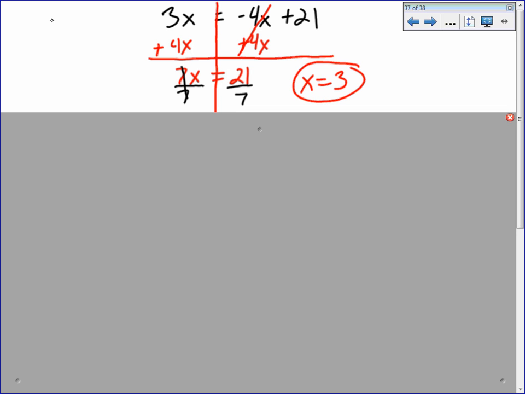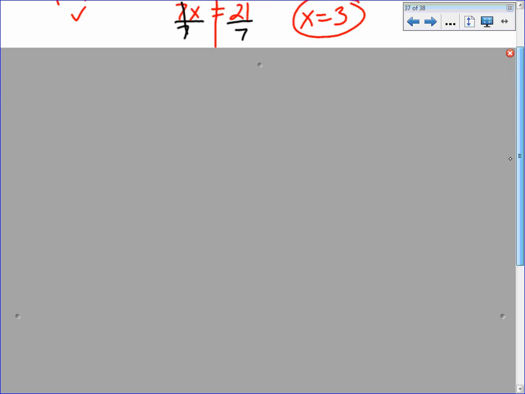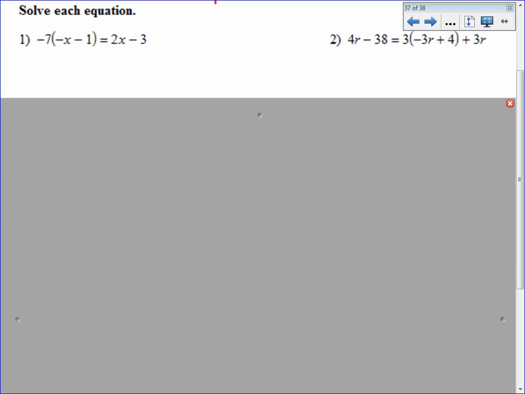Okay? We can double check these answers. 3 times 3 would give us 9, and negative 4 times 3 would give us negative 12 plus 21. Negative 12 plus 21 is 9, so it does check out. Okay, let's look at our first example.